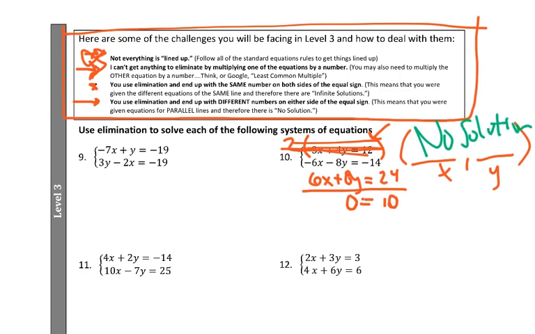If you remember back when we were doing graphs, we're trying to answer the question, where do these two lines cross? Well, if you have two parallel lines, they're never going to cross. So there is no answer, no ordered pair that is going to work for our equations.